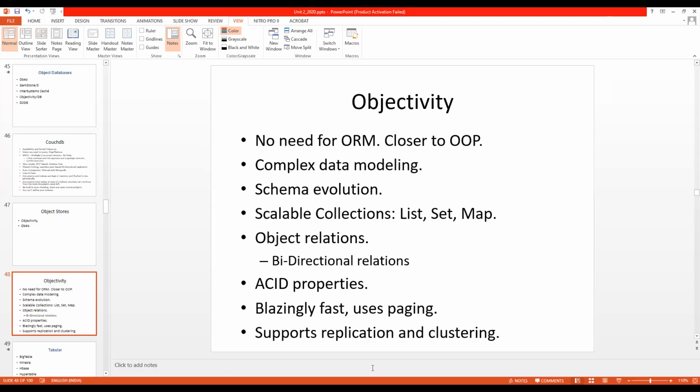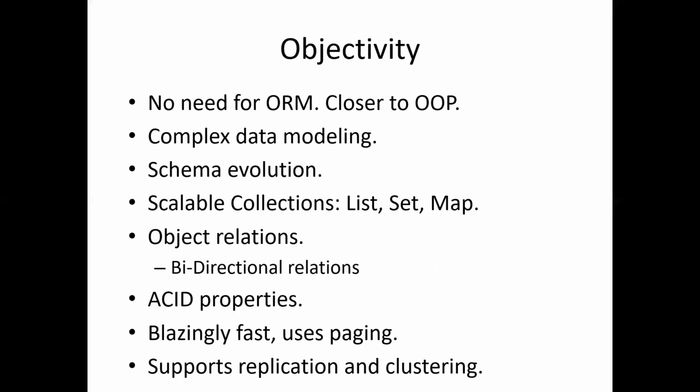The next one is Objectivity, an object-based system. You have complex data modeling in object-oriented database systems, where you have collections like list, set, and map. Object relations, bidirectional relations, and ACID properties are enforced in this.